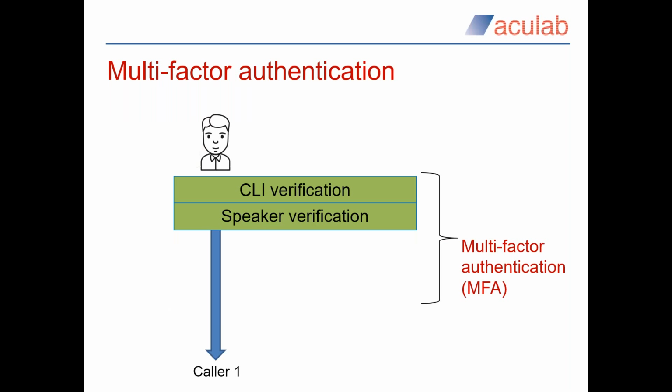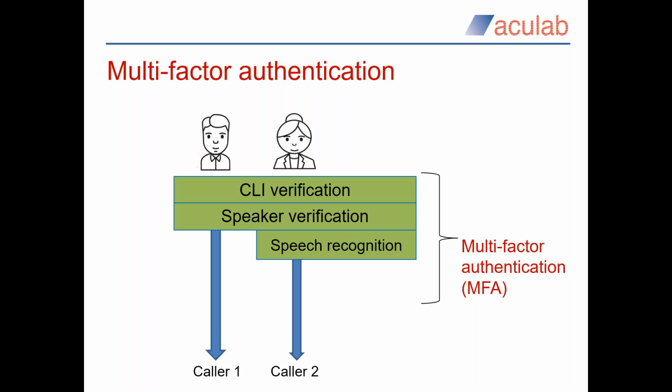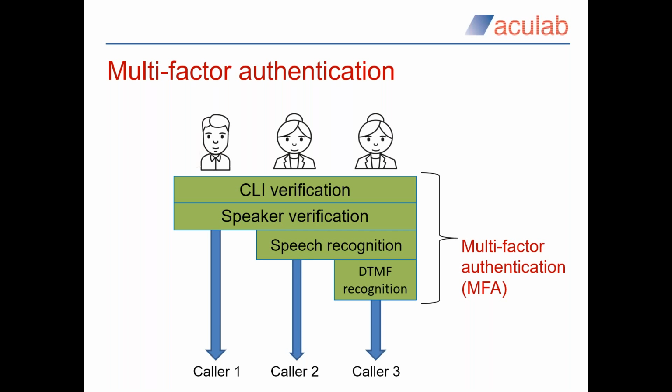So as we've said, speaker verification is a very convenient and natural method of authentication and is also extremely secure. However, the use of additional factors along with speaker verification can provide similarly rapid authentication while providing an increased level of security. So in this slide, we can see caller 1 is identified via their CLI and verified via speaker verification. Caller 2 has an additional text prompted factor where each time they call in, they're asked to repeat a random word or digit while also being verified by speech recognition. And the third caller has the ability to fall back to DTMF recognition.